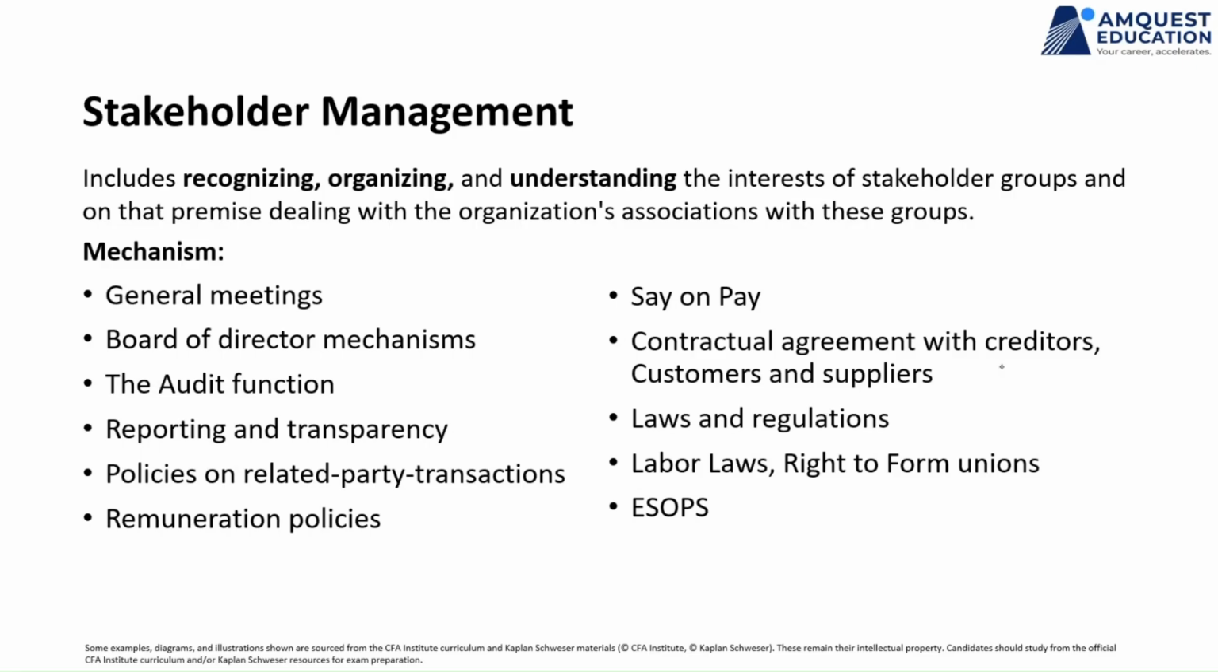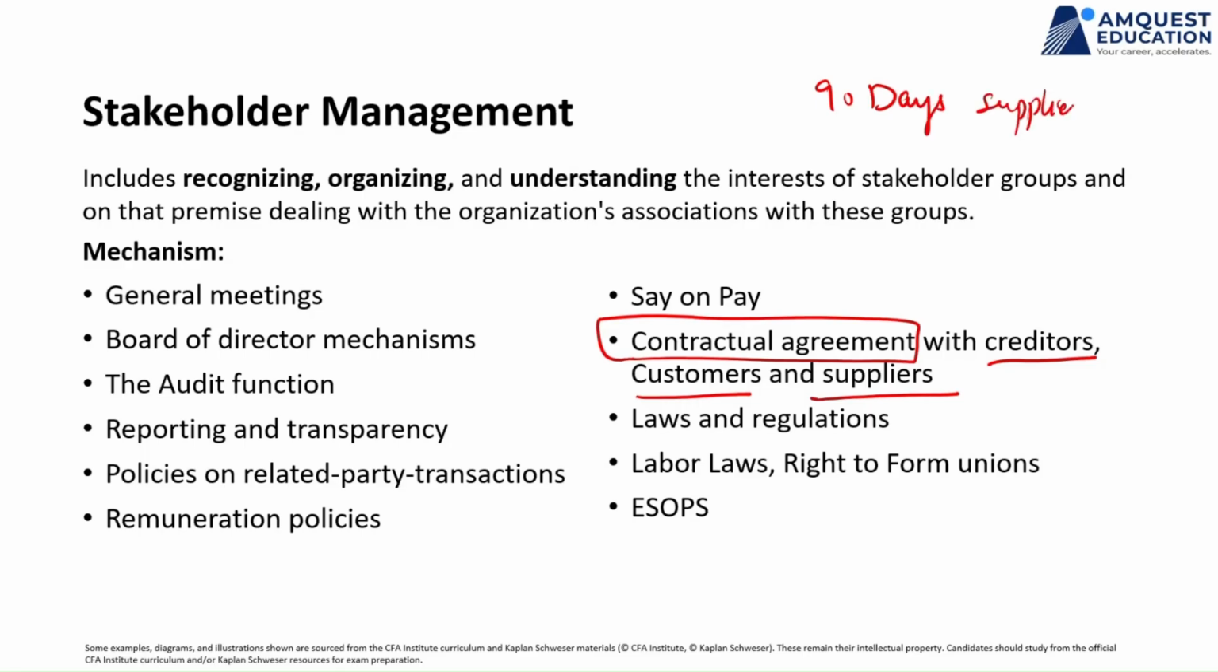Manage relationship with creditors, customers, and suppliers via contractual agreement, and honor those agreements, right? So if you say that, okay, we will make supplier payments in 90 days, then I think the supplier and vendor payments should be made in 90 days. You honor your commitment as per the contract, and your key stakeholder, like a supplier or a vendor, will be happy working with you.